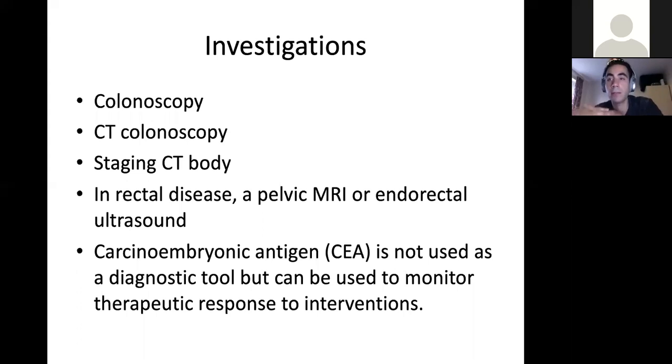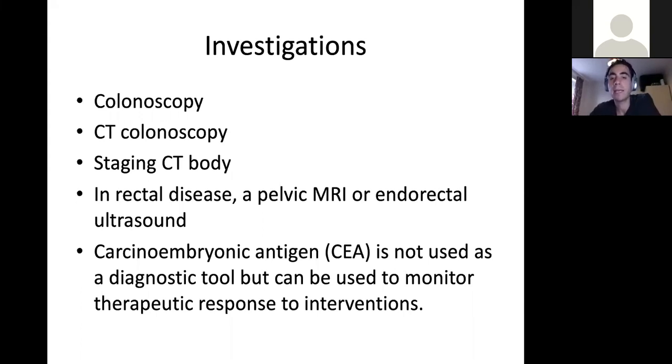If the diagnosis is then made of cancer, or there's strong suspicion of cancer, think about CT chest, abdomen, pelvis, and that is really to stage the disease and determine the spread. So before a patient goes on to have surgery, we try and think about what the radiological classification of the disease is in terms of TNM, and we use the colonoscopy results and the staging CT body to help us make that classification.